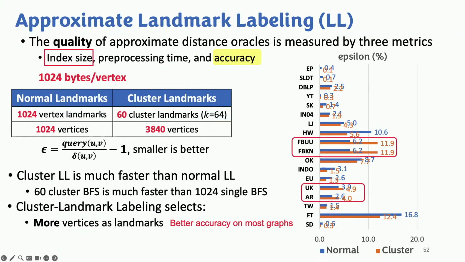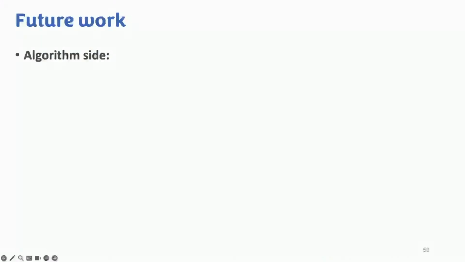But on 4 graphs, the normal landmark labeling has better accuracy than ours, because although we selected more vertices, the vertices within the same cluster need to be close to each other. They are not totally independent. And the normal landmark labeling selects more independent landmarks, so they have better accuracy on these 4 graphs. In summary, by applying cluster BFS to landmark labeling, our algorithm is always faster in pre-processing time and has better accuracy in most cases. And there is some future work.